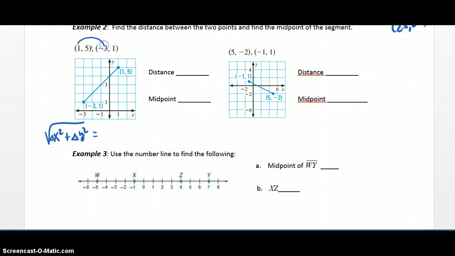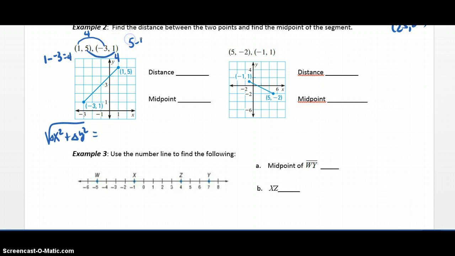Well, from 1 to -3, how far away are those numbers from each other? They're 4 away from each other. You might need to subtract in your head, 1 minus -3, and that would give you 4. And then how far away are the y values from each other? Well, from 5 to 1, that's also 4.